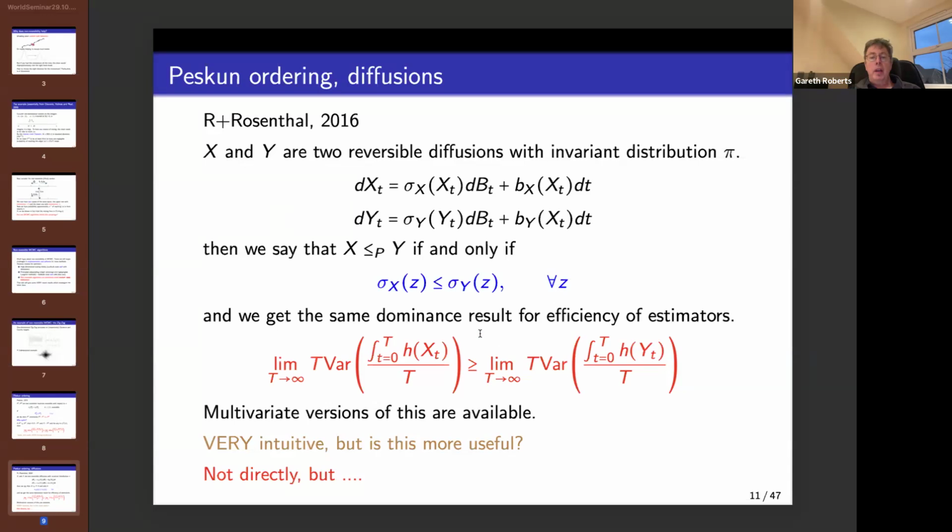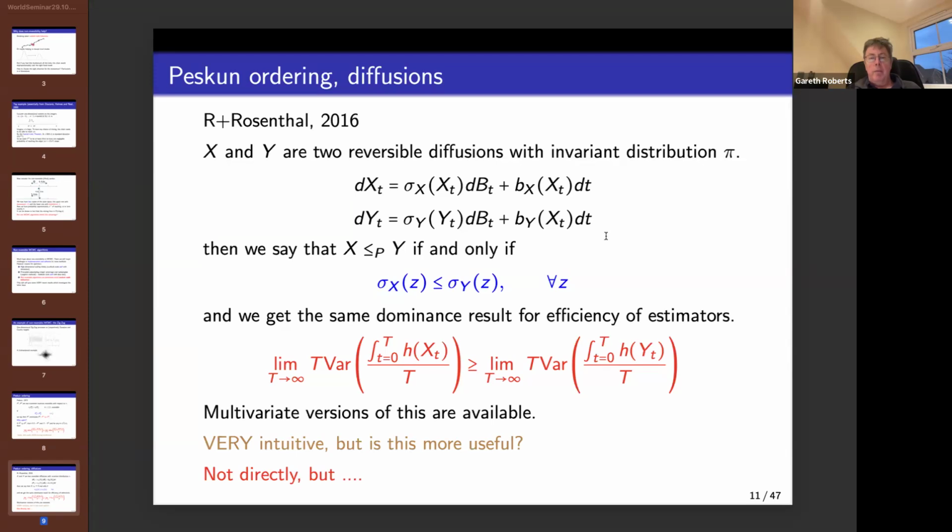And it turns out that you actually get the same kind of Peskun ordering result in this case. The limiting variance of estimating under the Y Markov chain is going to be less than or equal to that under the X Markov chain. For those of you that are interested, this result is more than just a time change argument. You can't get it just from a time change because I'm not insisting here that the sigma functions are constant. If the sigma functions were constant, then this result is kind of trivial by a time scaling argument.